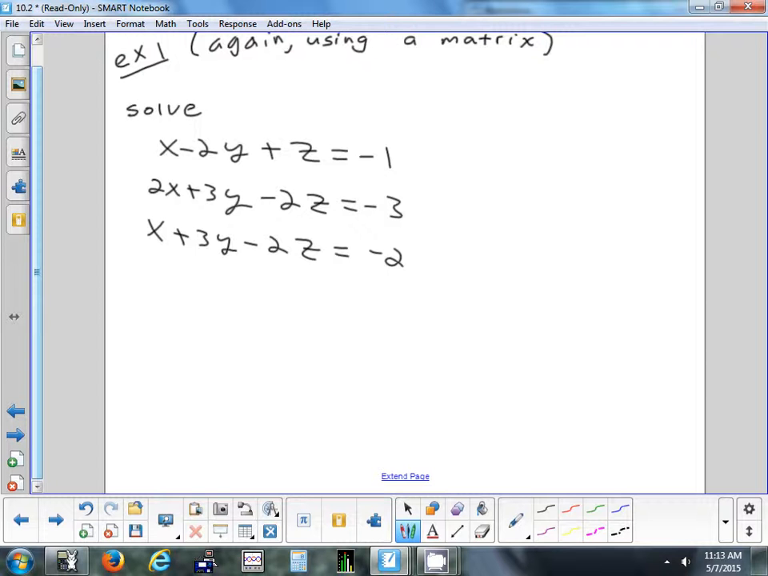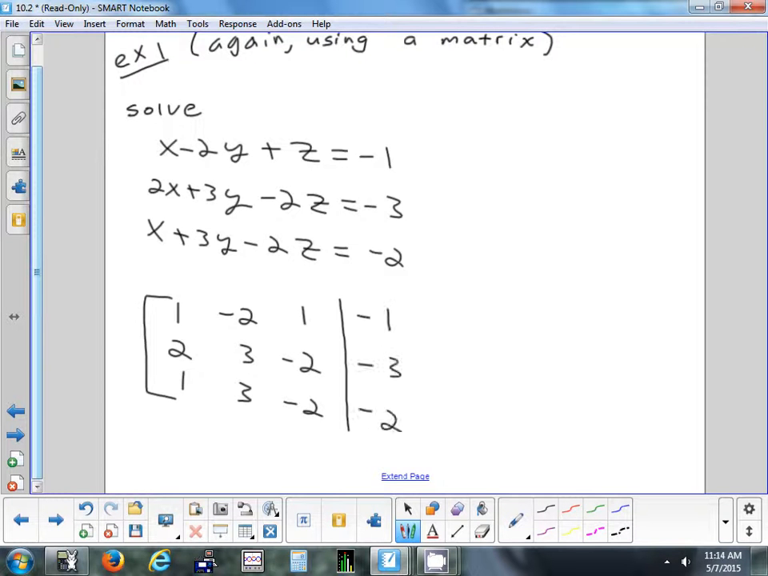So let's start by writing our coefficient matrix, and then we're going to augment it with the constants. Brianna, what would be my first column that represents the x's? 1, 2, 1. Okay, Darren, how about my coefficients for the y's? -2, 3, 3. Jill, my coefficients for z? 1, -2, -2. And then I'm going to put in a vertical line so I remember these are the numbers that were on the other side of the equation: -1, -3, -2.